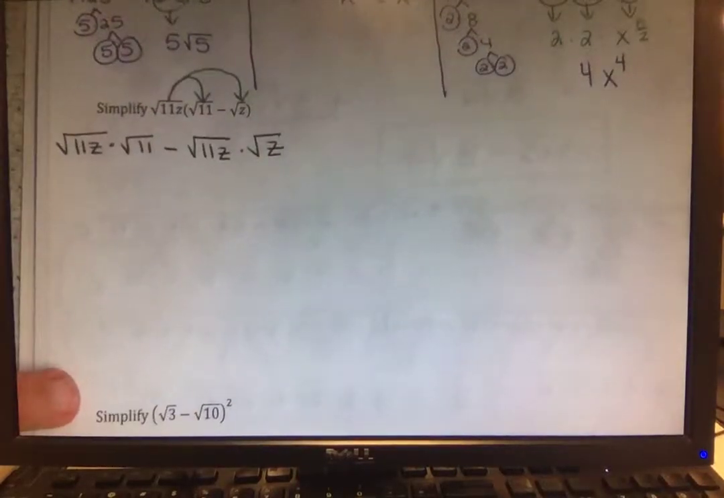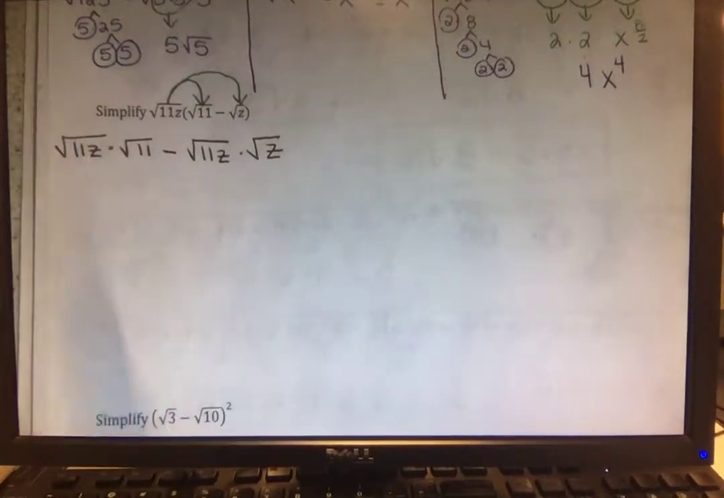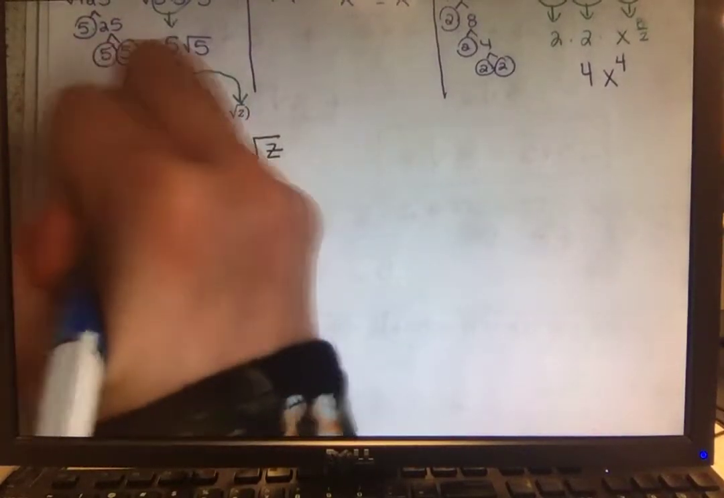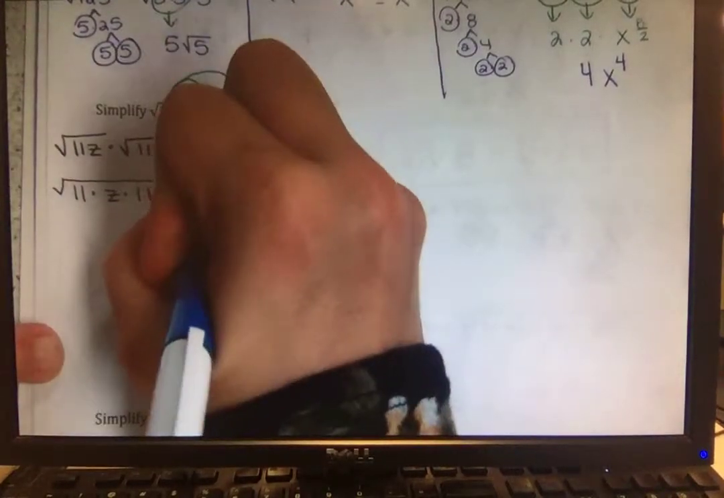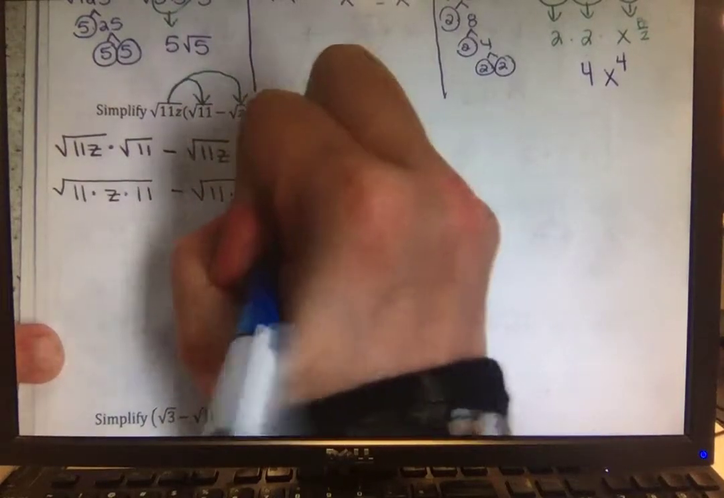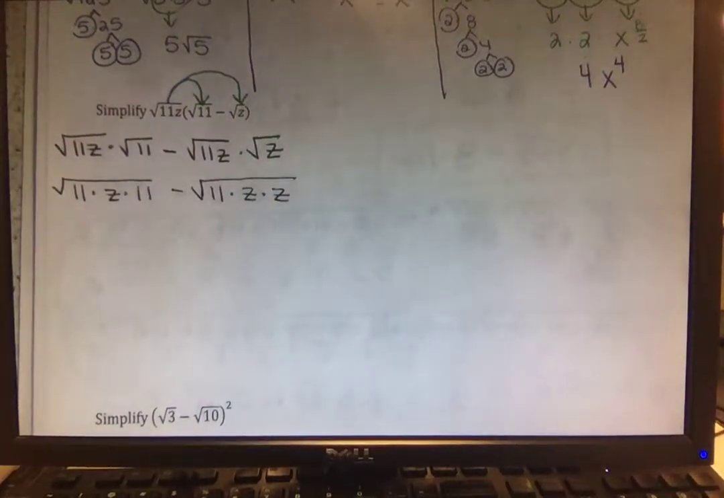So looking at each of these, we are multiplying, they're both square roots. So that means we can write it underneath the same square root. So I have the square root of 11 times z times 11. Same thing for this one, they are both square roots. So we can write it underneath the same square root. So 11 can't be broken up any further, and z can't be broken up any further. So they are completely simplified.